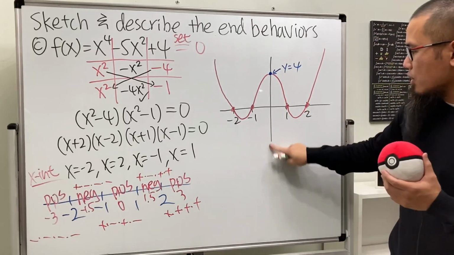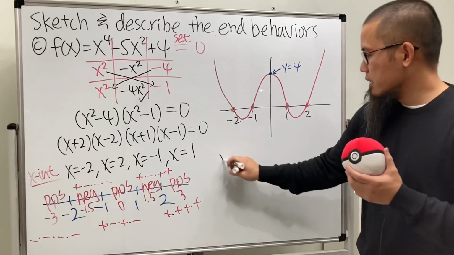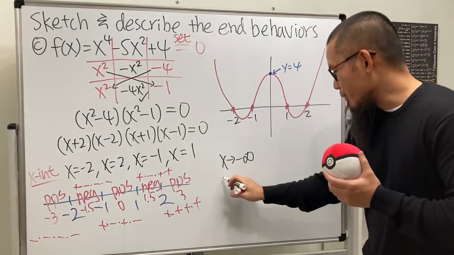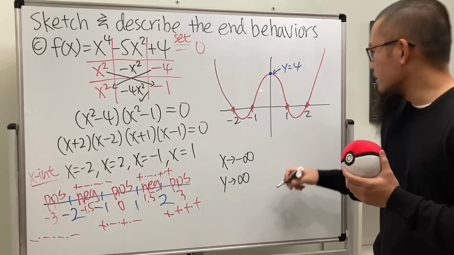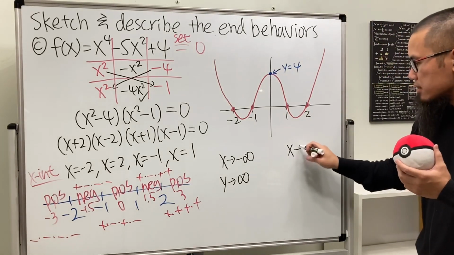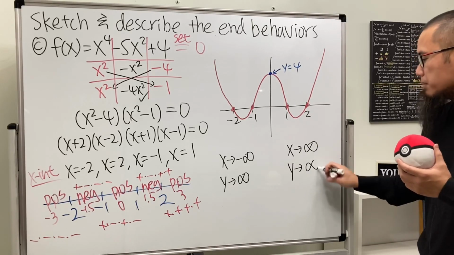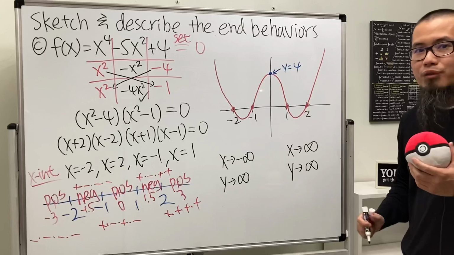All right, so let's see. When x is approaching negative infinity, the y value will go to positive infinity. And on the other hand, when x is approaching positive infinity, y will go to positive infinity as well. And that's the graph for it.